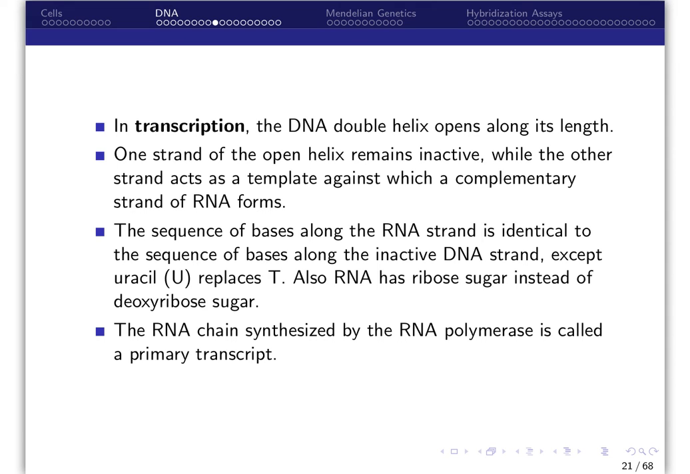The sequence of bases along the RNA strand is identical to the sequence of bases along the inactive DNA strand, except uracil, or U, replaces T. Also, RNA has ribose sugar instead of deoxyribose sugar. The end of the gene is marked by a special sequence that signals the polymerase to stop. The RNA chain synthesized by the RNA polymerase is called a primary transcript.